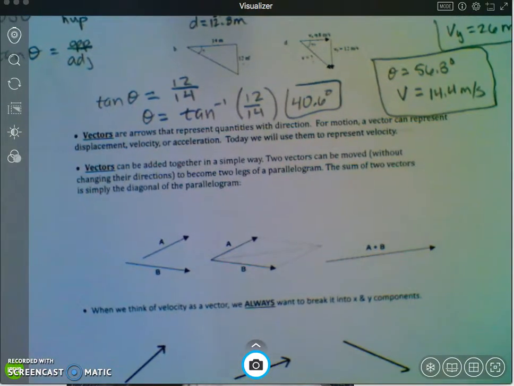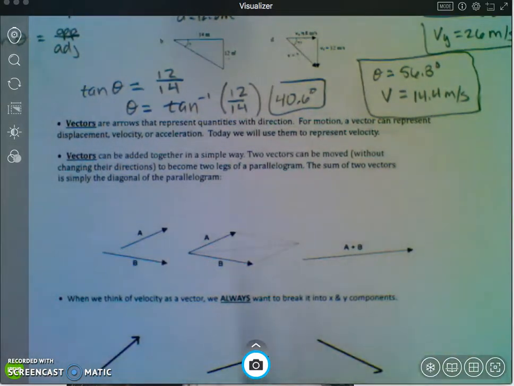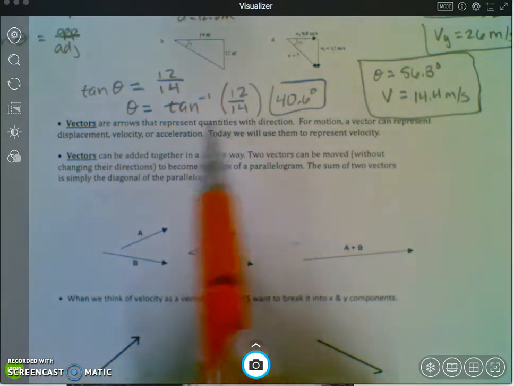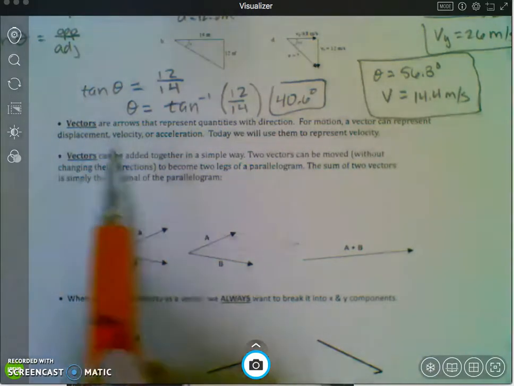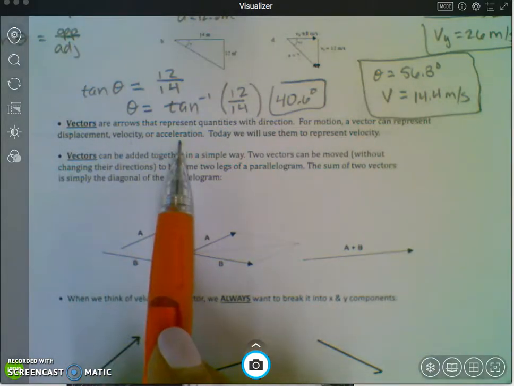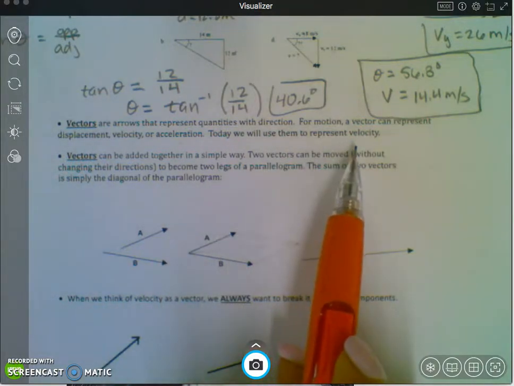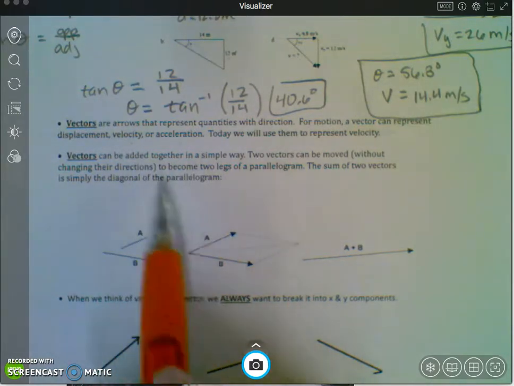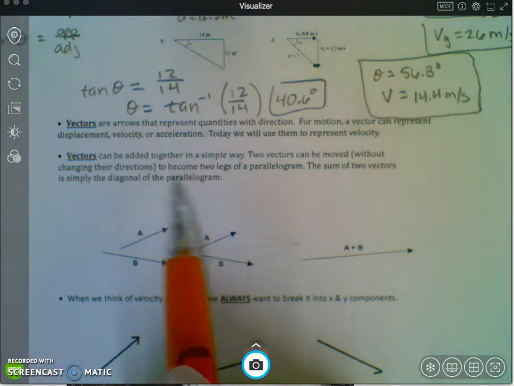All right, couple notes about vectors. This isn't super important at this moment, but I'm going to go through it, and then it will come back up. Vectors are arrows that represent quantities with direction, so numbers or amounts with some direction. For motion, a vector can represent displacement, velocity, or acceleration. Those are the three vectors we've been working with. And today we're going to use them to represent velocity. Vectors can be added together. This is the part that isn't as important right now, but we will see it later, so I'm just going to quickly go through this.